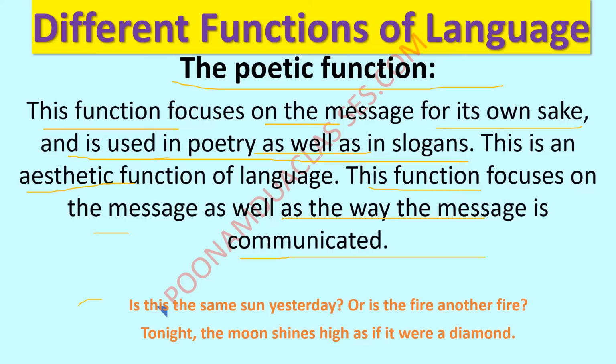Look at this sentence. The first one, is this the same sun yesterday or is the fire another fire? Aajkal bahut garmi ho rahi hai, specifically Delhi mein, so we can use this sentence. Kya sun bilkul waisa hi hai ya aaj aag ubal raha hai? तो इस तरीके से आप जब यूज करते हैं अपने सेंटेंस को, you just want to say कि बहुत गर्मी हो रही है, लेकिन आपने बहुत ही पोएटिक, बहुत ही स्टाइलिस्टिक स्टाइल में उसको कहा.